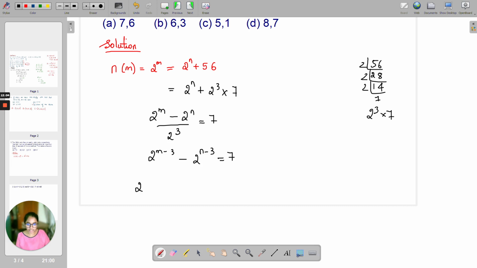Now let me take 2 power n minus 3 common. What would I get over here? I would get 2 power m minus n. If you ask me how you get this, just multiply these both. 2 power n minus 3 into 2 power m minus n. What would I get? Since the bases are the same, I can add the powers. Yes, I would get m minus n plus n minus 3. The n and n get cancelled and I would get 2 power m minus 3 back.